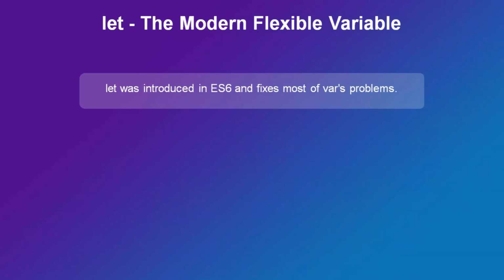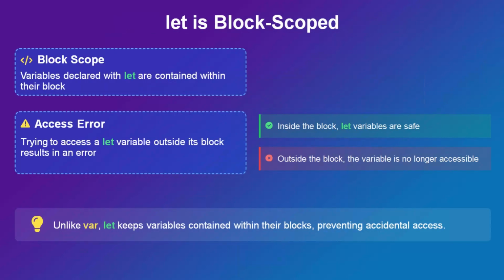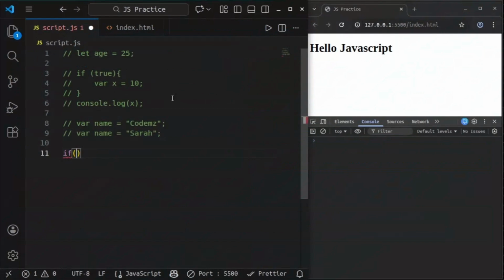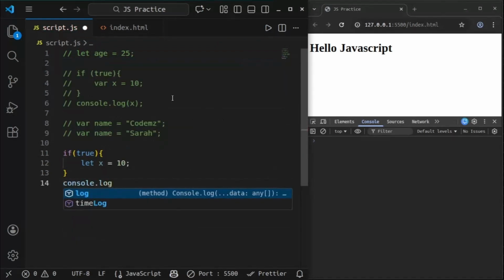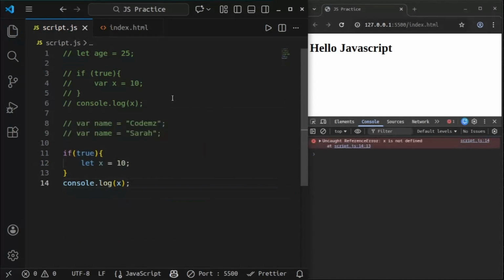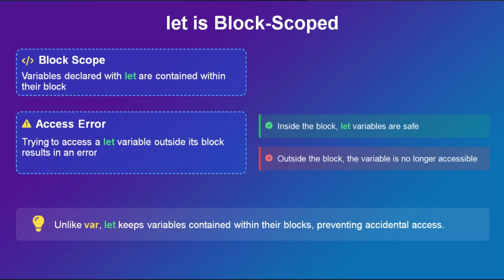Now, let's talk about let. Let was introduced in ES6 and fixes most of var's problems. We will talk about ES6 in more detail later. Let is block scoped. For example, if true, let x equals 10, console.log x. It's showing an error. Now, the variable stays inside the block. It's much safer.